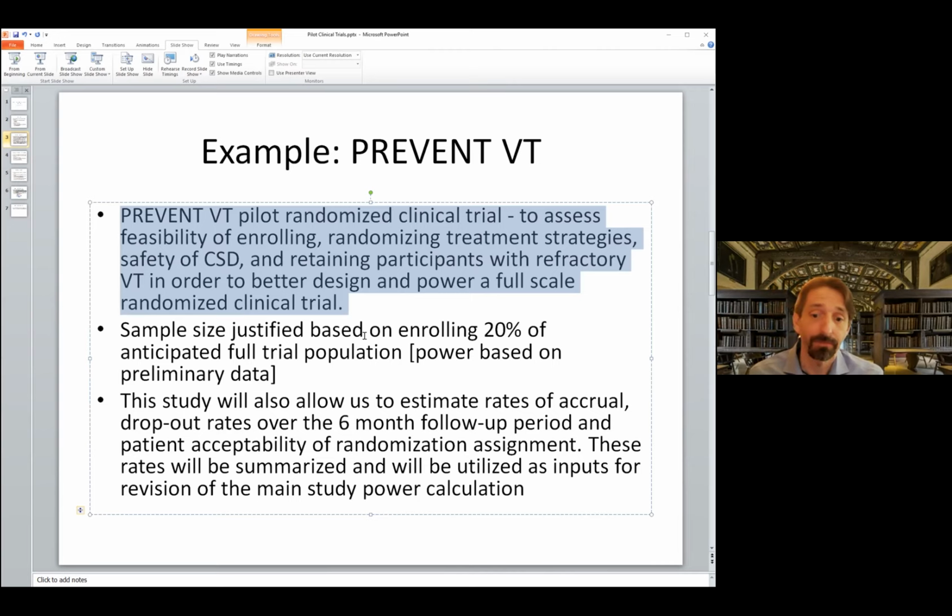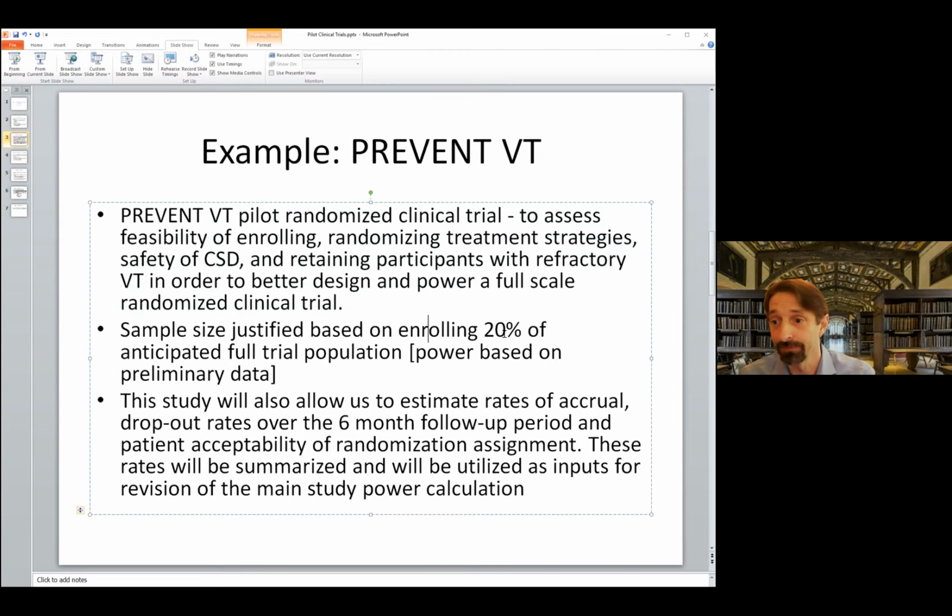Now, in this case, the investigator that we worked with had a fair amount of preliminary data on the utility of this treatment. And so we performed a full-scale power calculation on the basis of the data that had already been obtained to say, what would the final sample size number need to be? And we then planned for this pilot study to enroll 20% of the final study population. Now, where did 20% come from? Somewhat arbitrary.